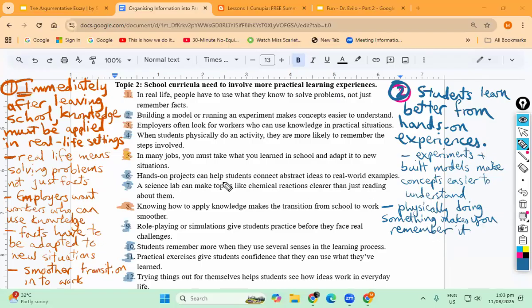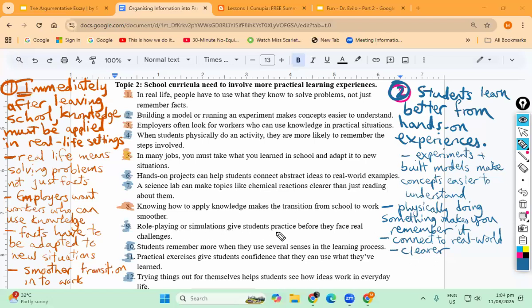All right, hands-on projects can help students connect abstract ideas to real-world examples. So I'm just going to put here connect to real world. Science lab can make topics like chemical reactions clearer than just reading about them. So I'm going to put clearer.